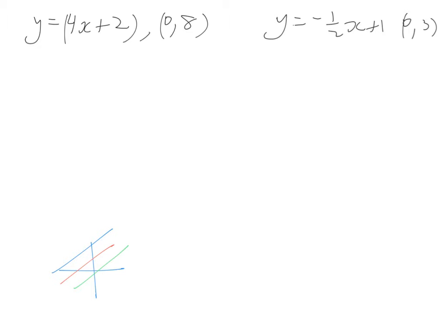Okie dokie. What we're looking at here is to find equations of lines that are parallel to these and pass through this point here. Now, if lines are parallel, they look like this. So that's parallel, that's parallel, that's parallel. So these three lines here are parallel. If lines are parallel, they have the same gradient.